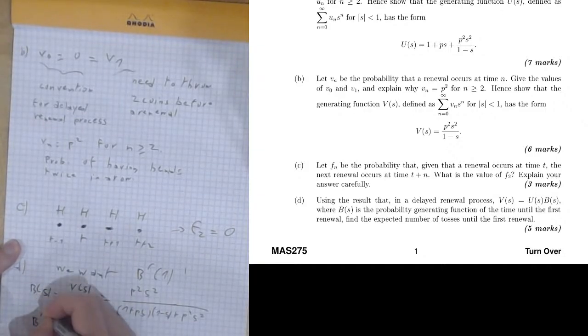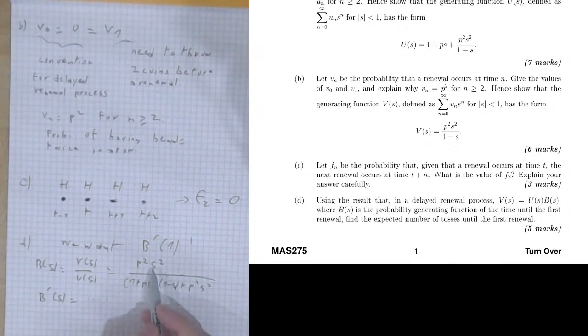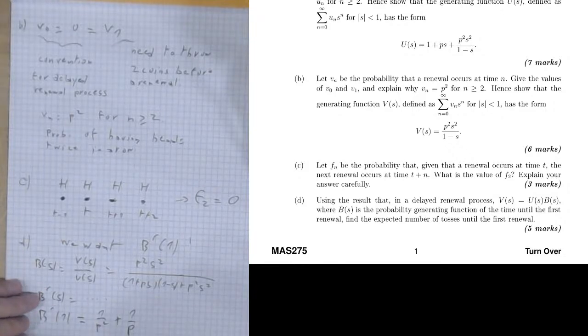B prime of s equals, it's pretty messy, but you can find b prime of s. It's a fraction, so this squared will be at the bottom. Then you get this prime times this minus this prime times this, and so on. B prime of 1 equals, so it's some work, but I'll tell you the answer is 1 divided by p squared plus 1 minus p, which is pretty curious, but that's fine. So if p was half, we'd get 3/4.